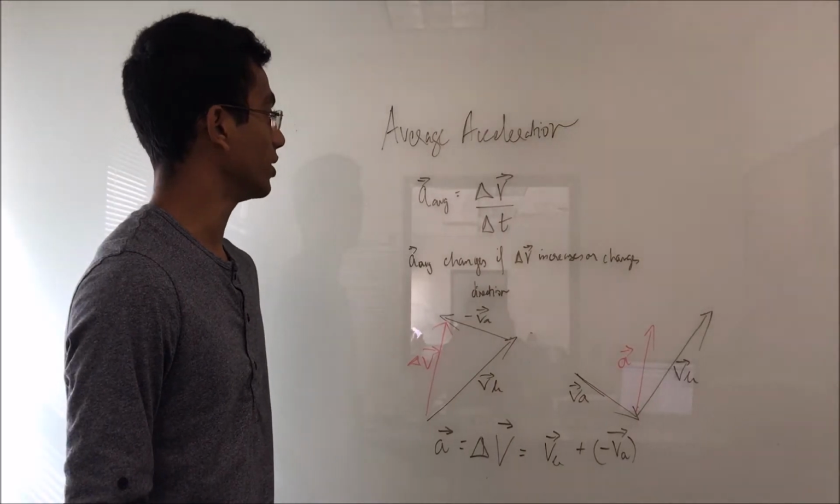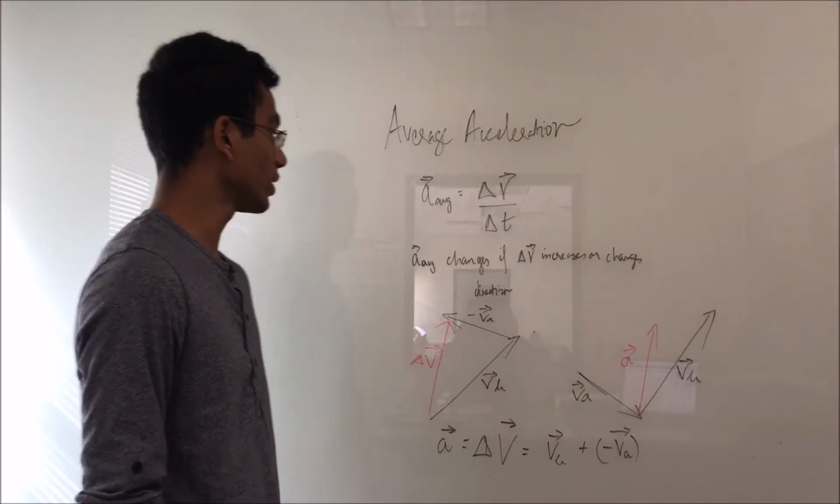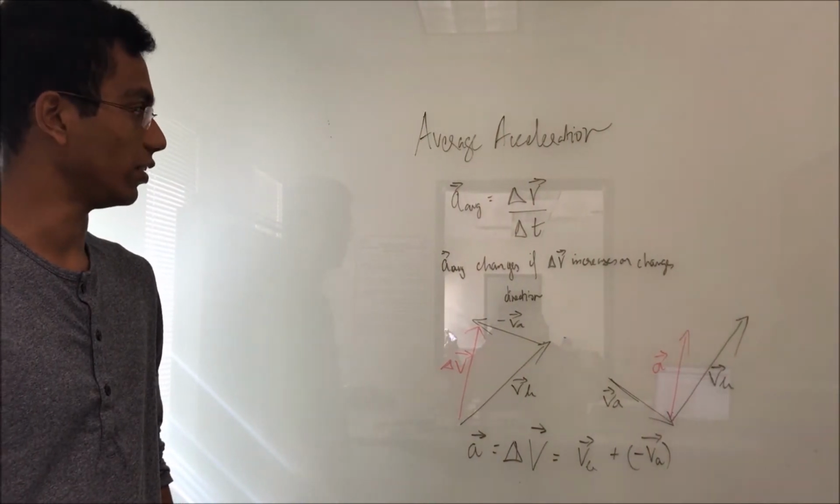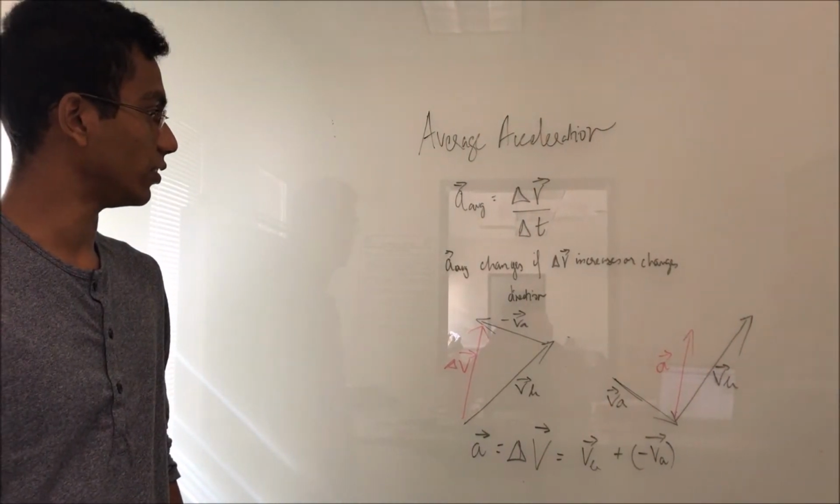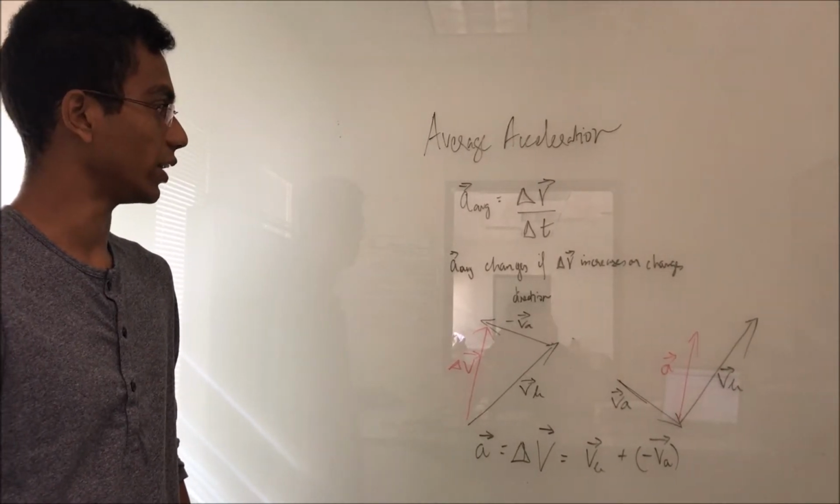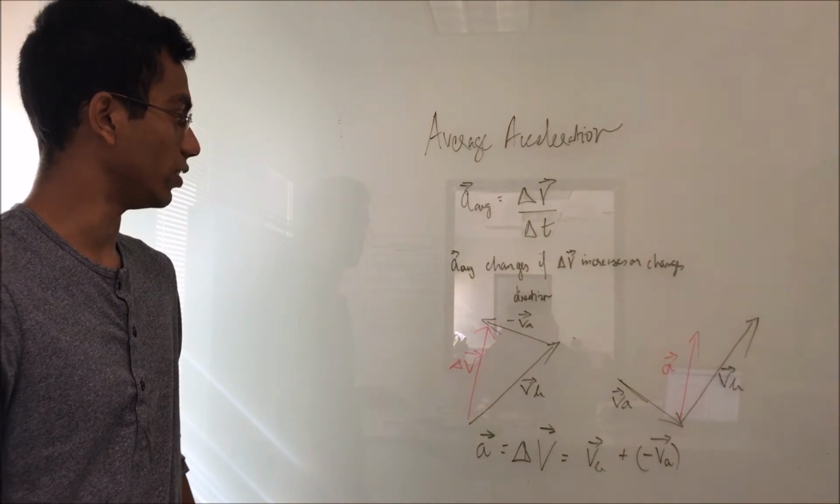Average acceleration is defined as change in velocity over change in time. Average acceleration is the same direction as change in velocity. It changes its direction if change in velocity increases in magnitude or it changes its direction.